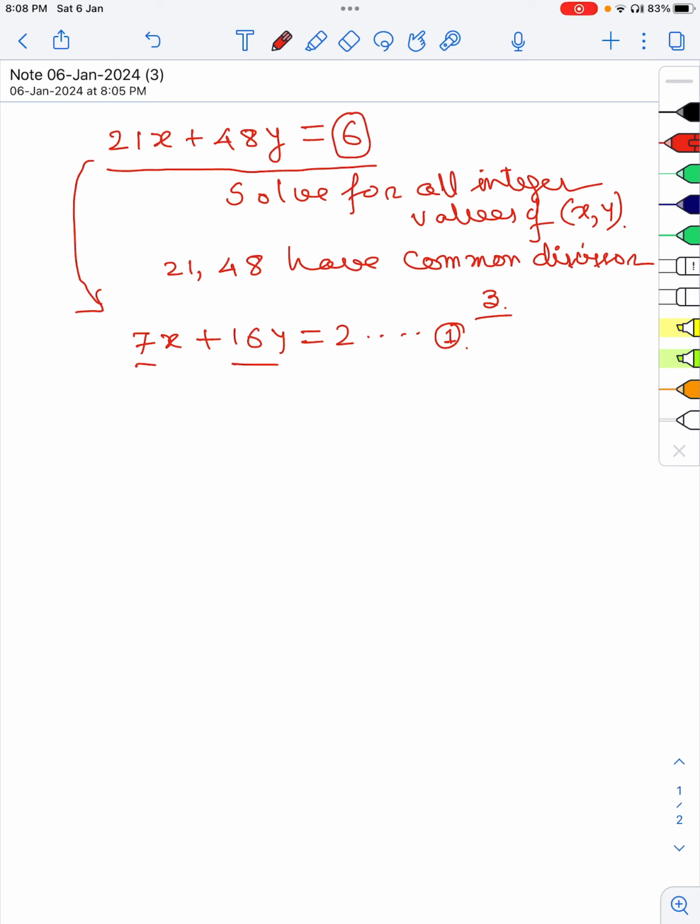So here we easily find that for x equal to minus 2 and y equal to 1, the equation 7x plus 16y equal to 2 is satisfied, because if we put these values we get 7 into minus 2 plus 16 into 1, equal to minus 14 plus 16, equal to 2. We can call this equation number 2.